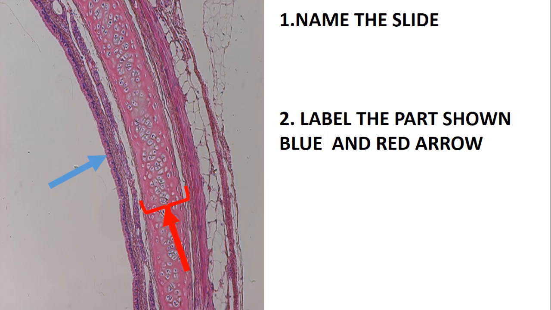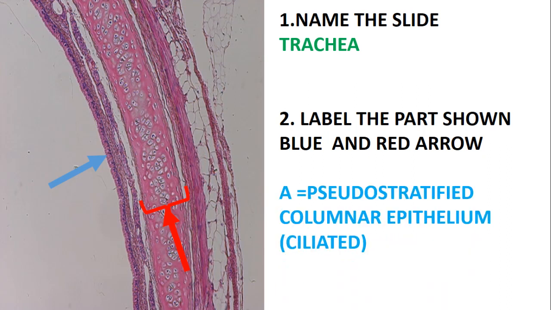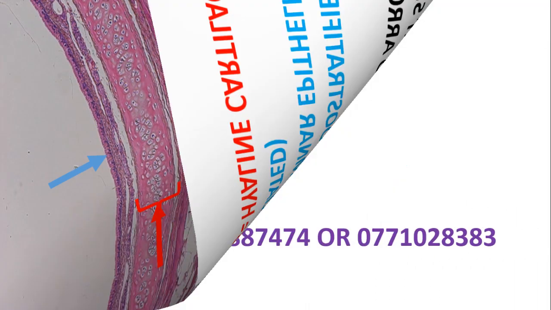Name the slide. Automatically, you can see some hyaline cartilage. You can also see the pseudostratified columnar epithelium, which has the goblet cells. So this slide is just a trachea. Label the part shown by the blue and red arrow. The blue one is showing the pseudostratified columnar epithelium, which is ciliated, and then we have the red one, which is just the hyaline cartilage.